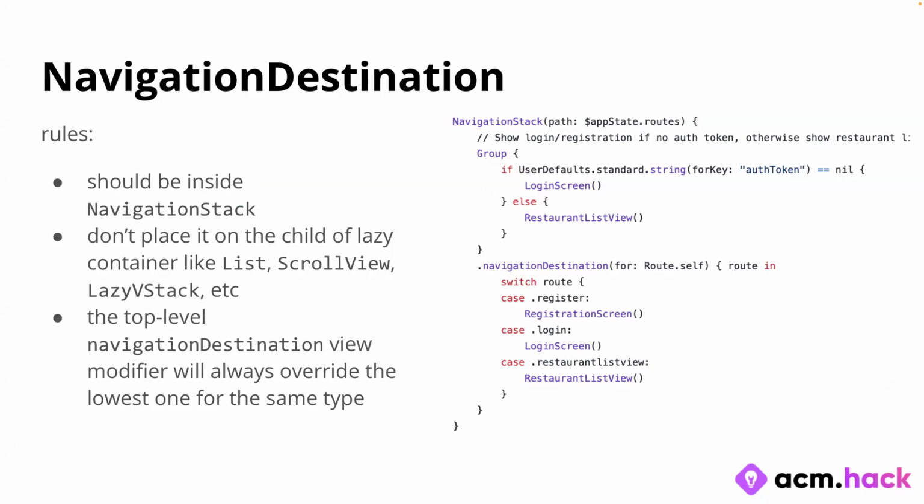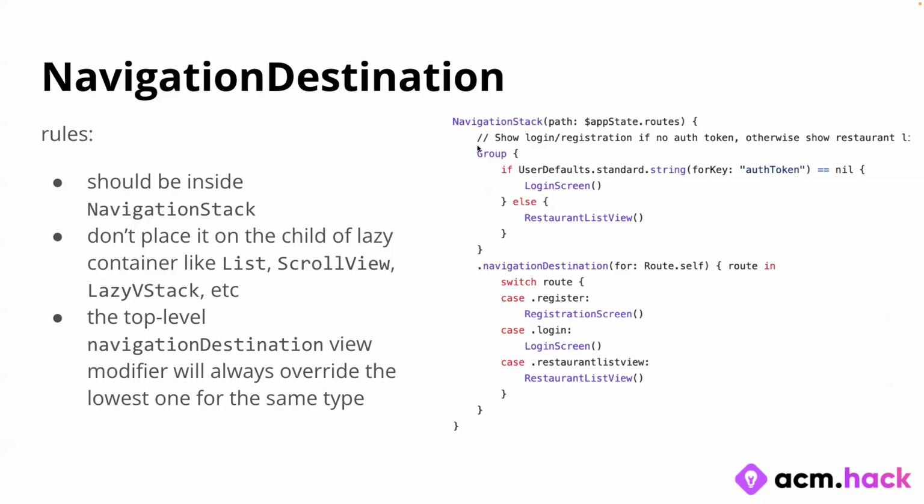And then here are some rules about navigation destination. The first one is that it should be inside a navigation stack, and the second one is that you shouldn't place it on the child of a lazy container like list, scroll view, lazy VStack, etc. We'll talk a little bit more about what that is much later in this presentation. And then the third one is that the top level navigation destination view modifier will always override the lower one for the same type.